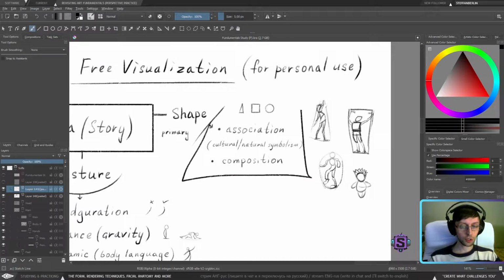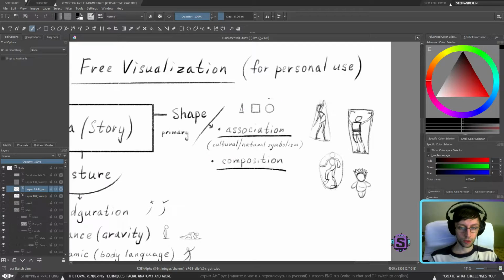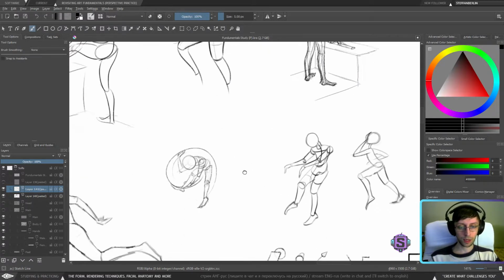So for now, this is all about the shape. Again, shape has only two things: association, which is going to use shapes inside to make design choices, how we're going to create a shape for the head, how we're going to create a shape for the body, and so on. And the compositional part, which is using the same thing, but using those shapes as something that surrounds this character and this pose. So again, a good example was right here.